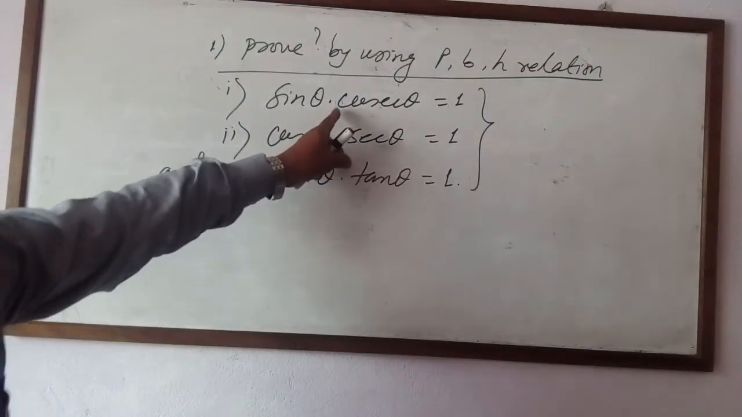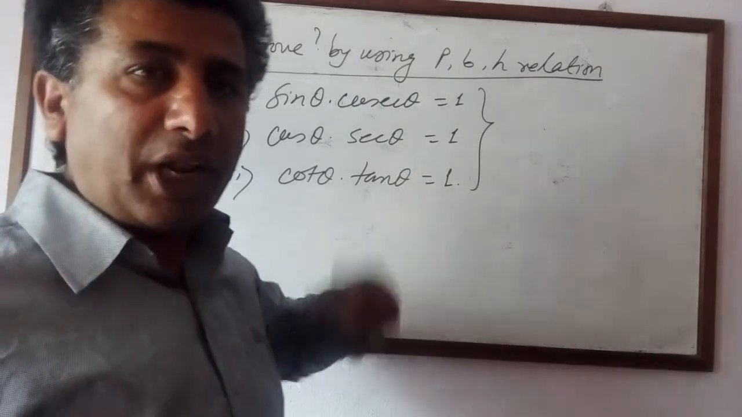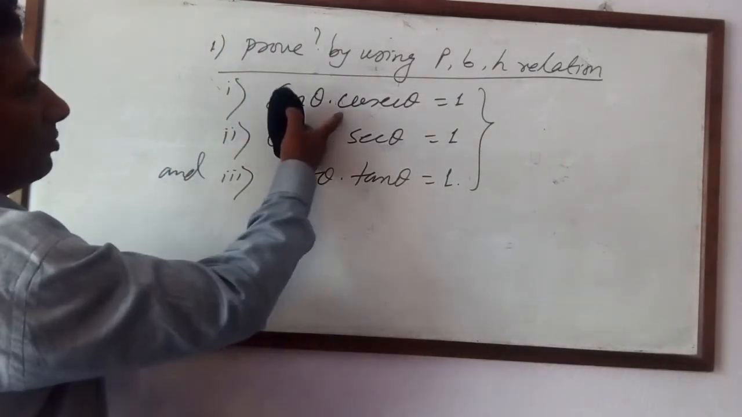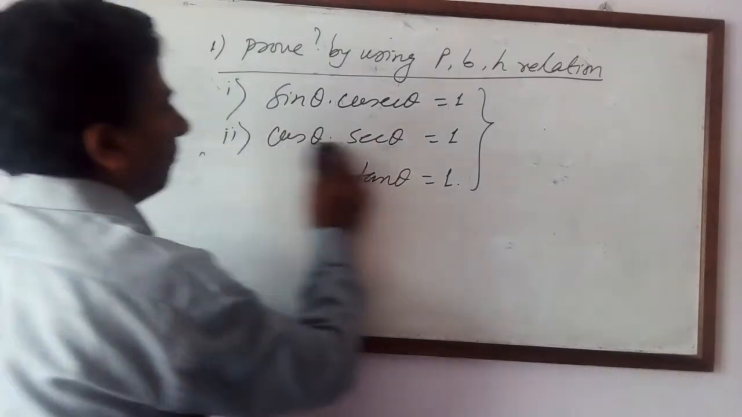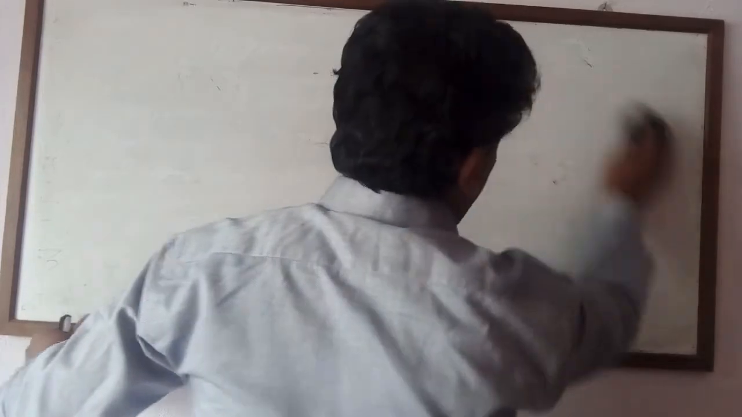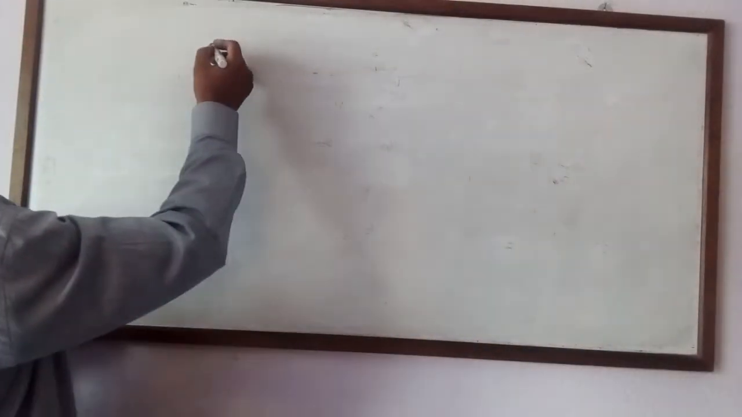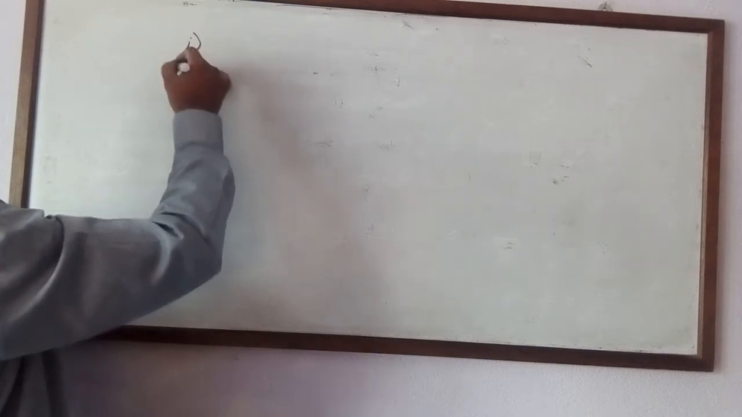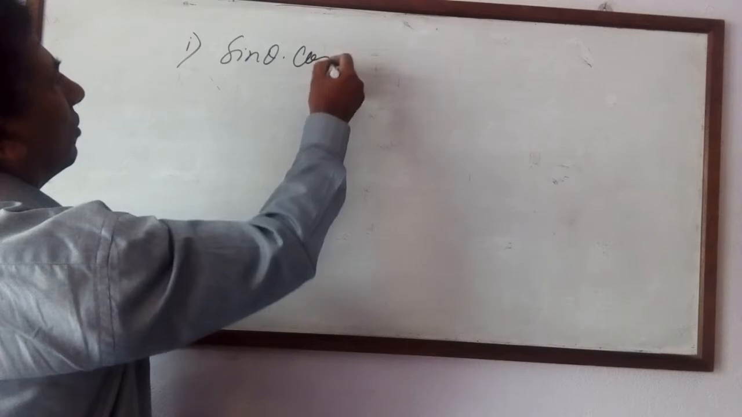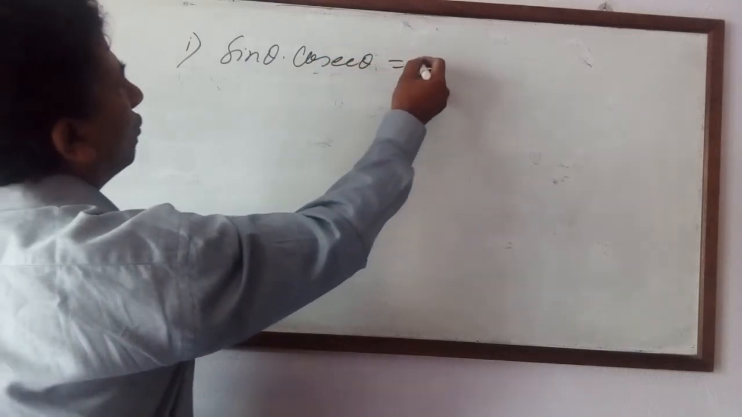How to? First of all we have to prove this. After this, we have to derive the other formulas. I love this one. First I will prove this one, then after this, then after this. Number 1, sin theta times cosec theta equals 1.